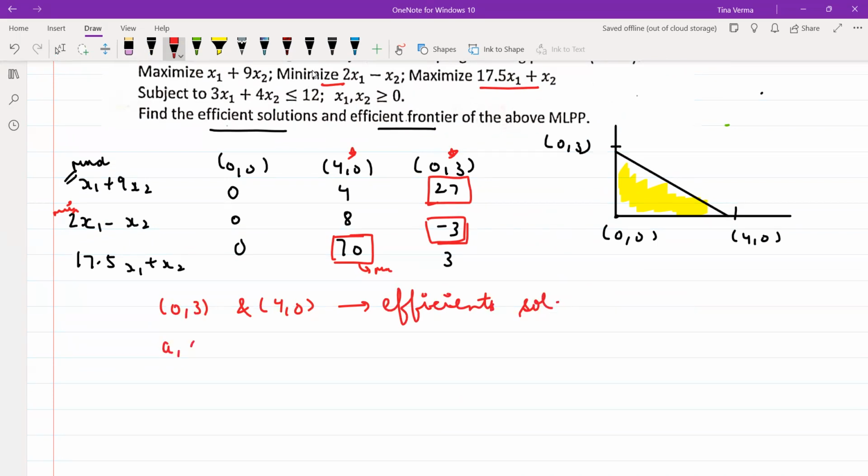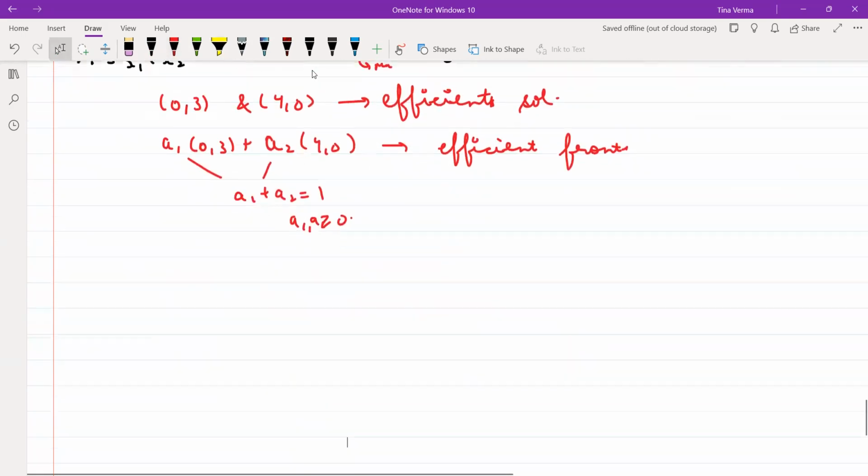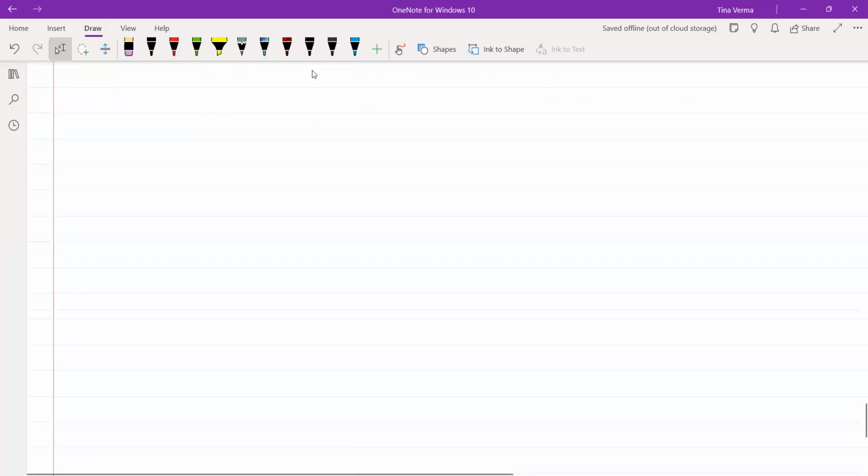And I have told you the convex linear combination for this is your efficient frontier. And the condition on A1 and A2 is that A1 plus A2 is equal to 1, and A1 and A2 should be greater than or equal to 0, right? So this becomes your efficient frontier. The fourth question was related to your non-linear programming problem.